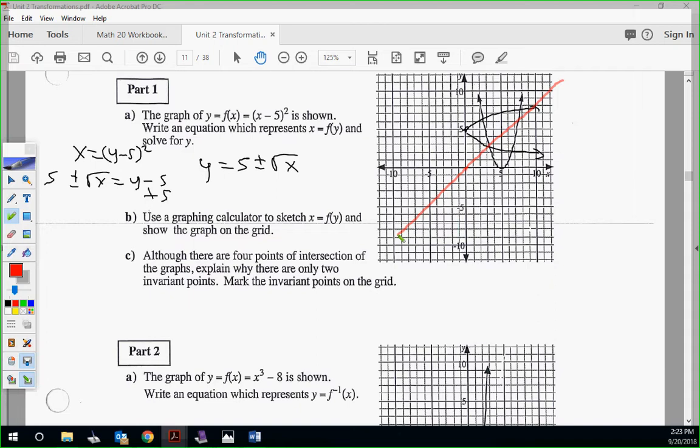Now, here's the thing the last class kind of struggled with. Although, let's see if we can mark these. I know this point's off, I'm sorry. I'm just going to mark there, there, but we also have here and here. Why are these two not invariant? What's that?